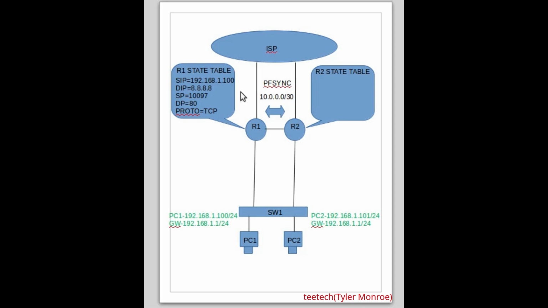So to avoid that with PFSYNC, once we set this up, R1 and R2 state tables will be identical. So if R1 fails after PC1 makes state inside of his state table, R2 will get the packets from PC1 from the existing web connection, and he will not drop them because he has state for them, so he'll just let those packets pass right through. But in short, that's what CARP and PFSYNC are, how they work, and a little bit about why we need them in our network.